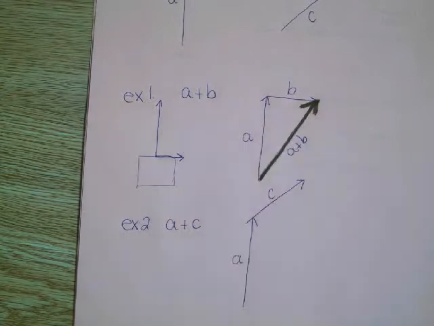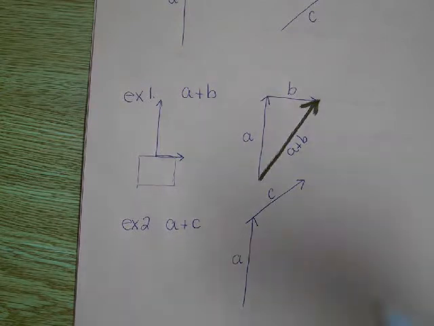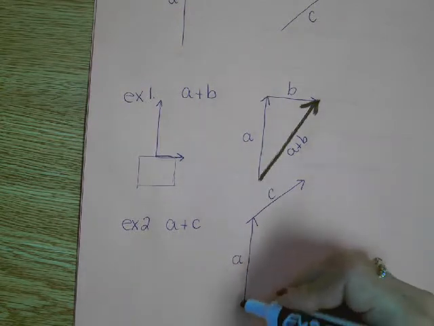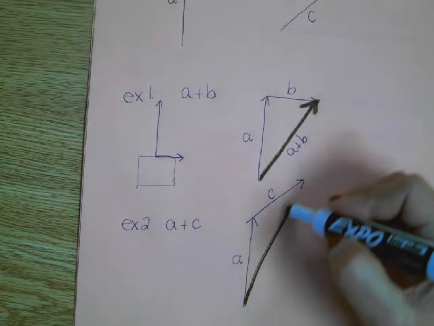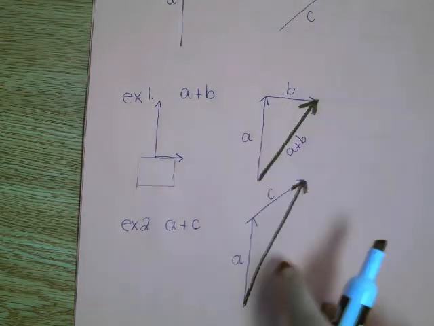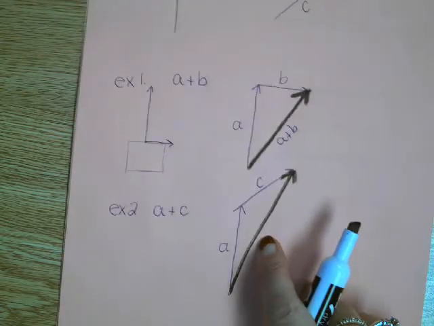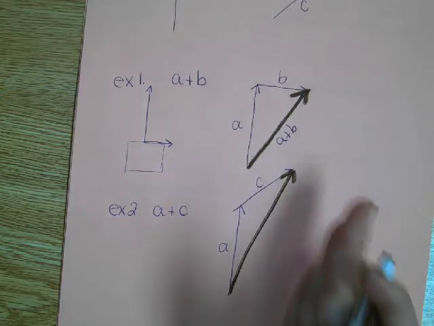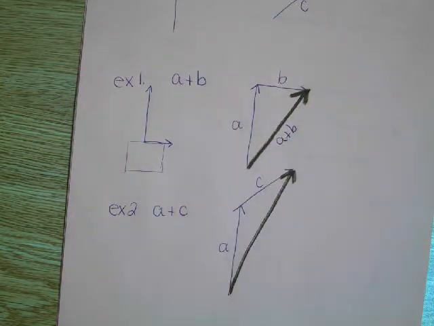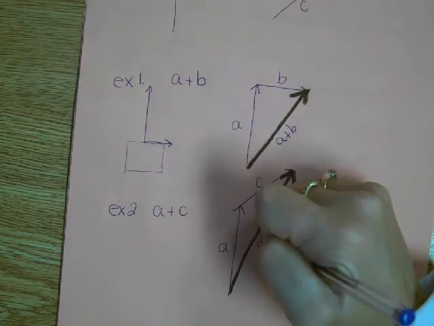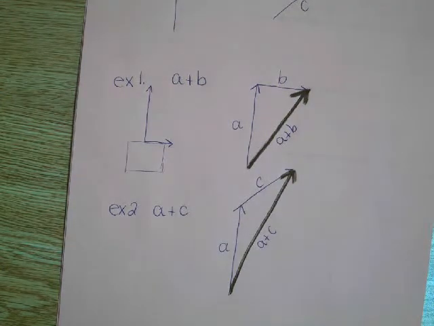This is C. So head to tail, arrowhead of the first one, tail of the second one, and now the actual slide direction is this one. So you can see our vector is a little longer, which means we had more force, and our direction's a little bit more north. But the whole point is they have to be added head to tail.